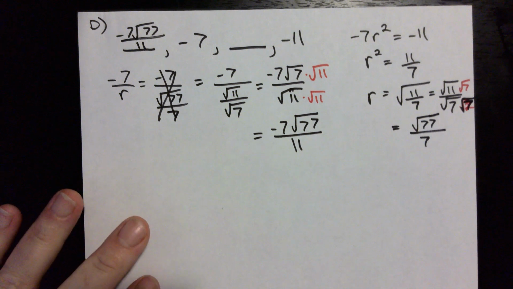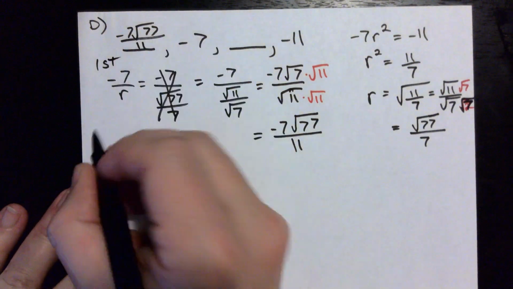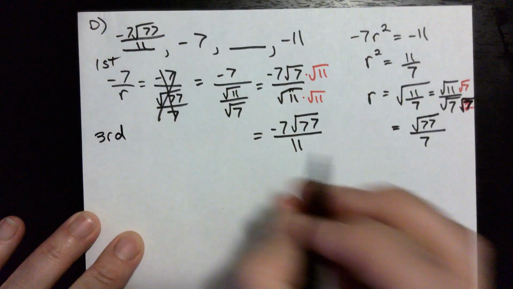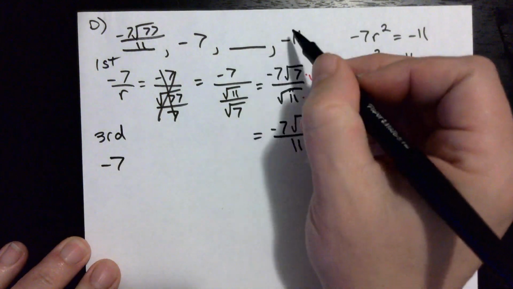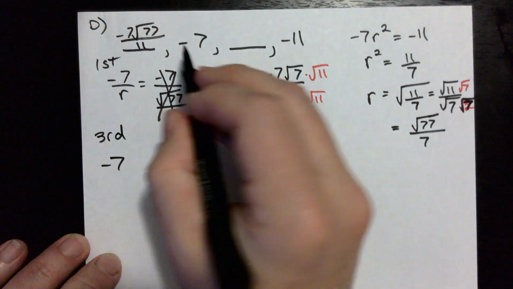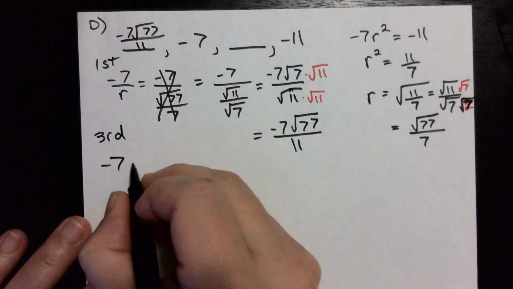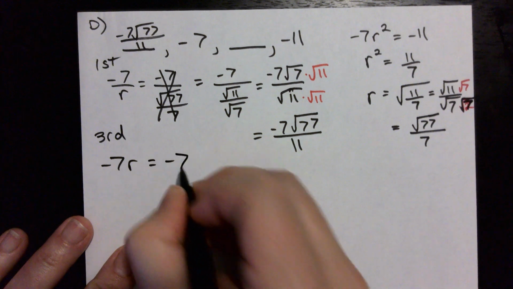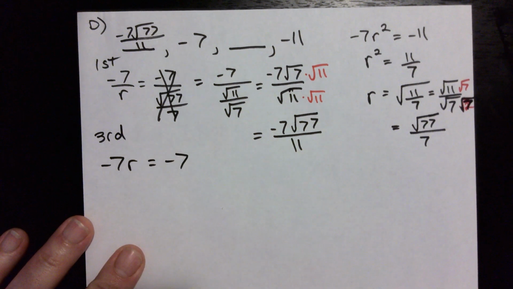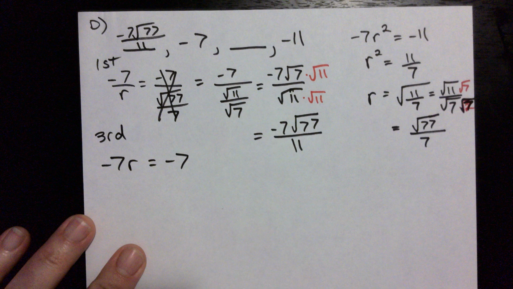Now let's go for the third term. This was the first. This will be the third. Okay, for the third term, we still use the negative 7. You could use the negative 11 and work backwards, by the way. You could do that, but I find it easier to do the multiplying. So it'll be negative 7 times r to get this next term, which is negative 7 times, let's use this one, see if it works this time better.